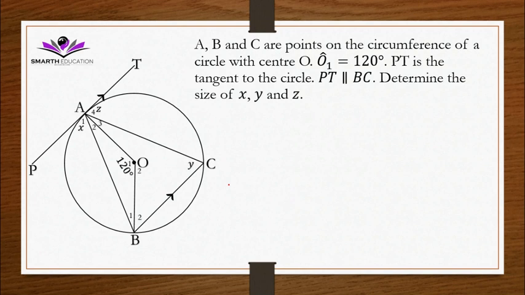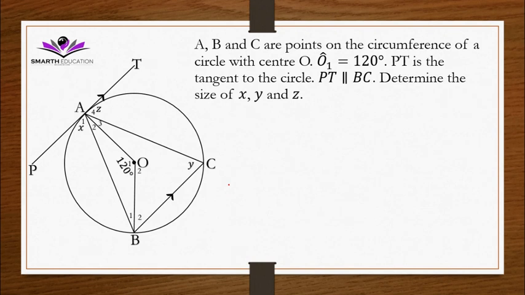Right, A, B, and C are points on the circumference of the circle with center O. Angle AOB is 120 degrees. PT is the tangent to the circle, and PT is parallel to BC. Determine the size of X, Y, and Z. Again, we can use the tan chord theorem here. It will be very easy to use the tan chord theorem, but I'm going to use the theorem that involves the tangent and the radius.